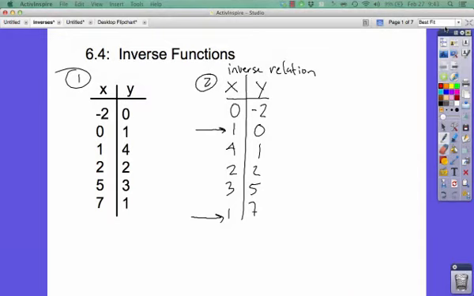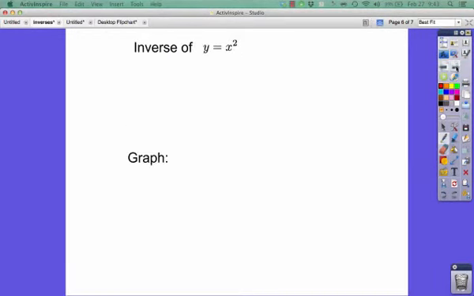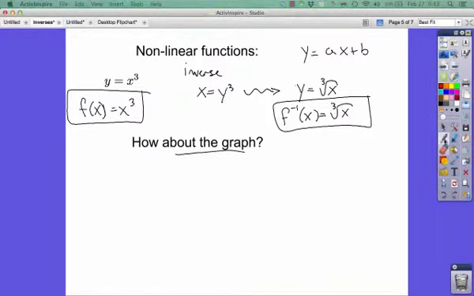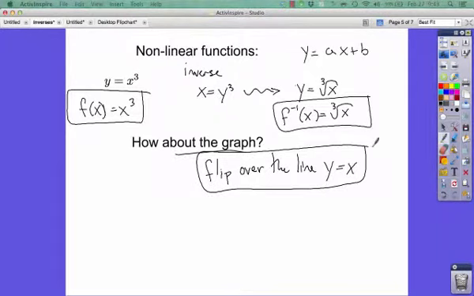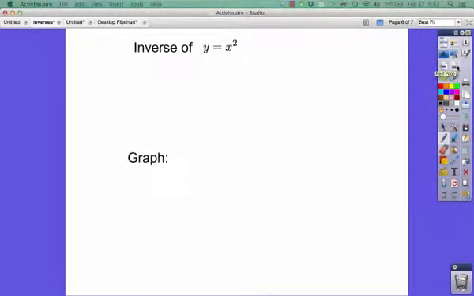When we're talking about a graph, basically what we're doing, the graph is going to flip over the line y equals x. So we're going to flip it over, right? Flip over the line y equals x. Let's look at another function here just to give you an idea.